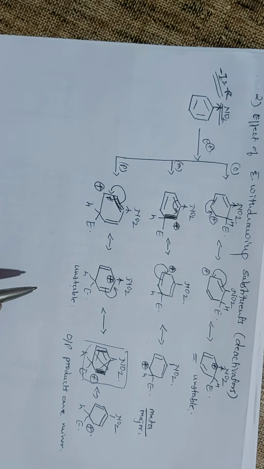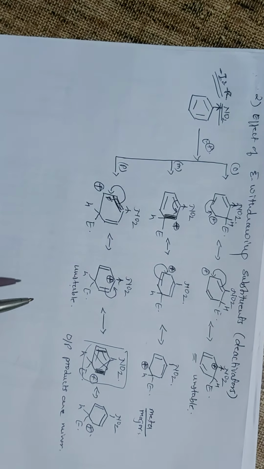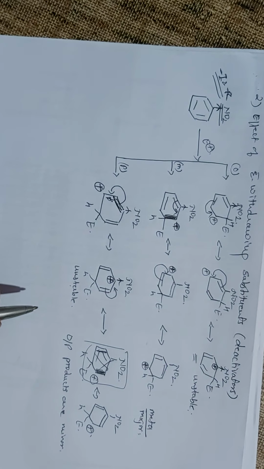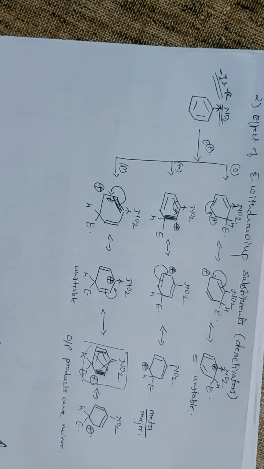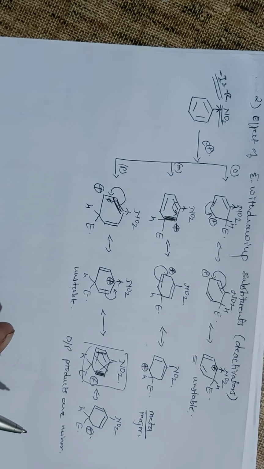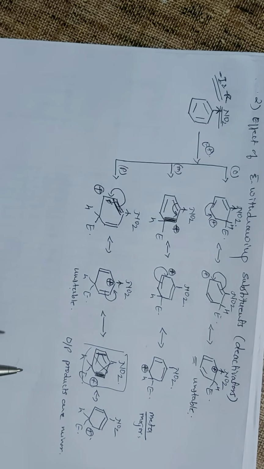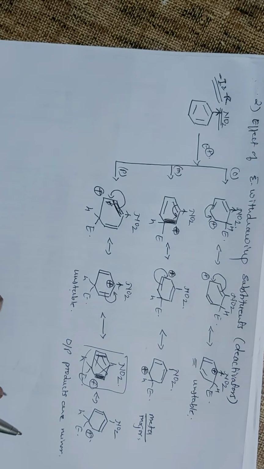So in this way we can deal with the effect of the substituents on the aromatic ring and directing the incoming groups to the ortho and para positions. And in the next lecture we will discuss the effect of the halogens.